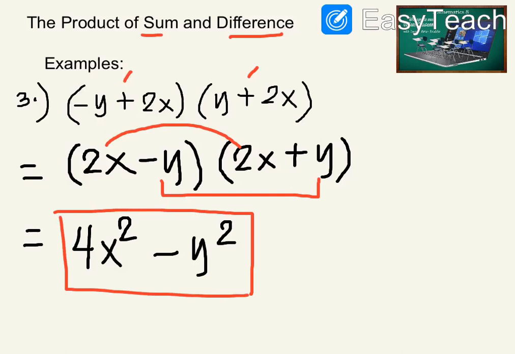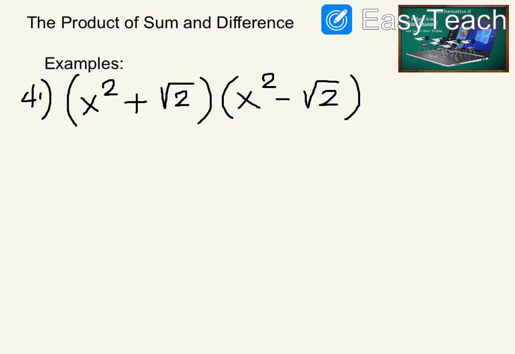Okay, so let us have another example. Okay, number 4, last example. If we have the quantity of x squared plus square root of 2 times the quantity of x squared minus square root of 2, so again, all you have to do is to multiply the first term. That would mean x squared times x squared, and then square root of 2 times square root of 2.